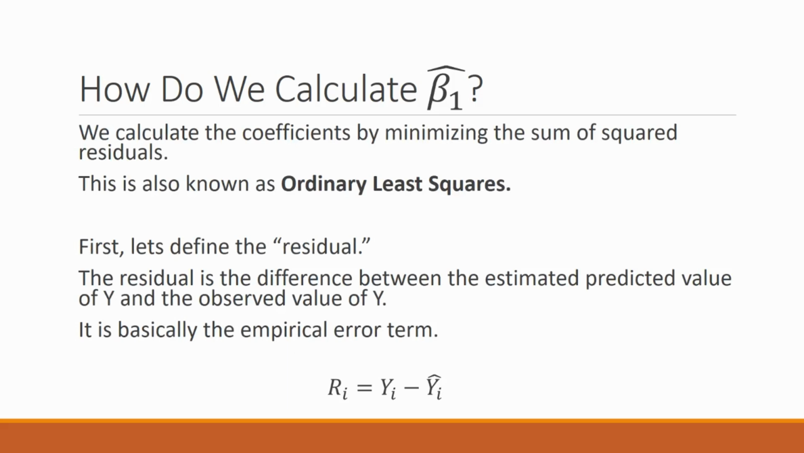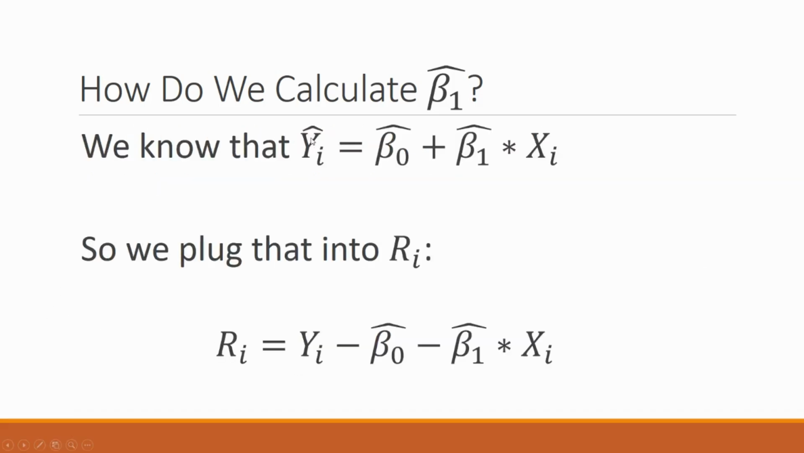Well, let's make this even more clear. First, let's be more clear about what this yi hat is. yi hat is equal to the linear function of the independent variable x from the estimated model. And so yi hat equals beta 0 hat plus beta 1 hat times x. That's what yi hat is.